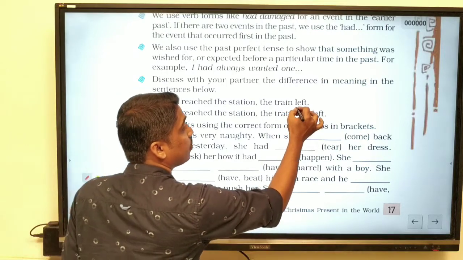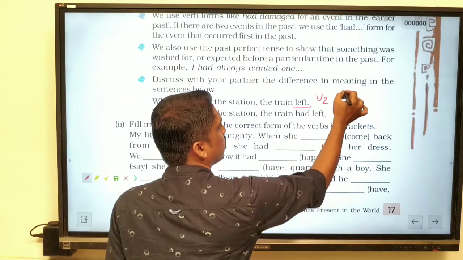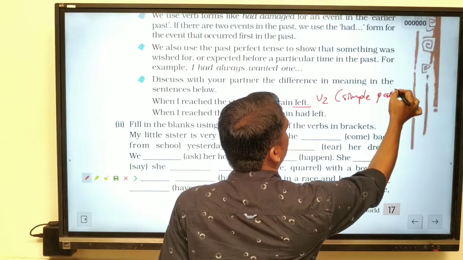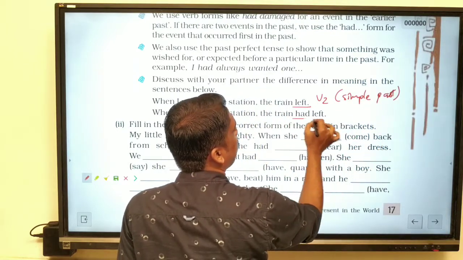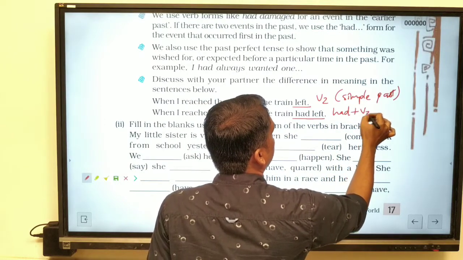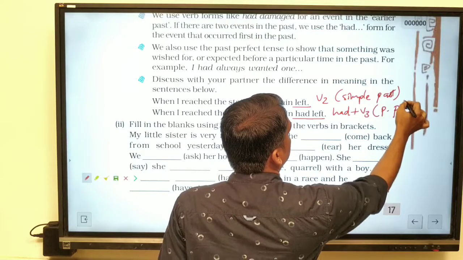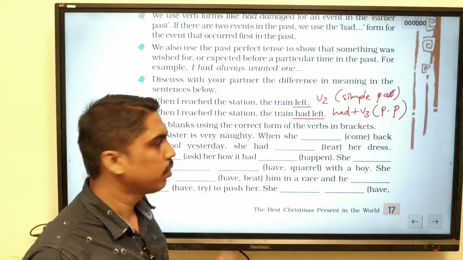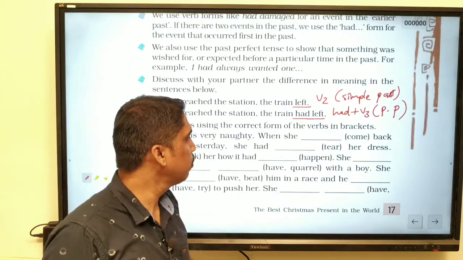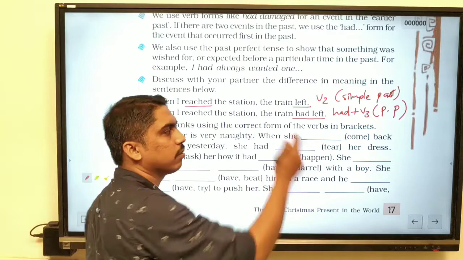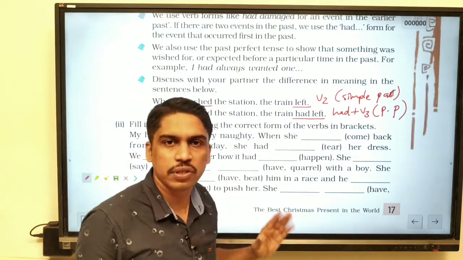ഇവിടെ ലെഫ്റ്റ് വെർബ് 2 ആണ്, സിമ്പിൾ പാസ്റ്റ് ആണ് അല്ലെ? എന്നാൽ ഇവിടെ കൊടുത്തിരിക്കുന്നതോ ഹാഡ് ലെഫ്റ്റ് എന്നാണ്, അഥവാ ഹാഡ് പ്ലസ് verb 3. അപ്പോൾ ഏതാണ് ടെൻസ്? പാസ്റ്റ് പെർഫെക്റ്റ് ആണ് അല്ലേ? അപ്പോൾ ഇവിടുത്തെ വ്യത്യാസം എന്തായിരിക്കും? ഇവിടെ ഞാൻ സ്റ്റേഷനിൽ എത്തുകയും ട്രെയിൻ പോവുകയും ചെയ്യുന്നത് ഒരേ സമയത്താണ്. കാരണം ഇത് രണ്ടും സിമ്പിൾ പാസ്റ്റ് ആണ്. റീച്ച്ഡ് ആൻഡ് ലെഫ്റ്റ് സിമ്പിൾ പാസ്റ്റ് ആണ്.